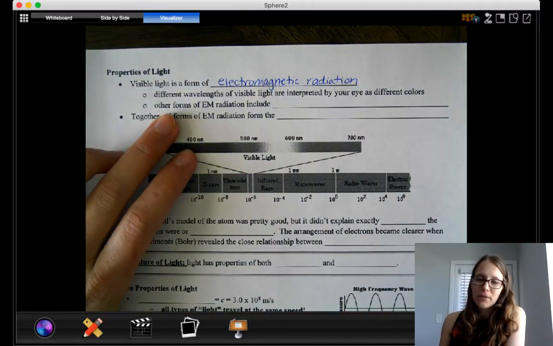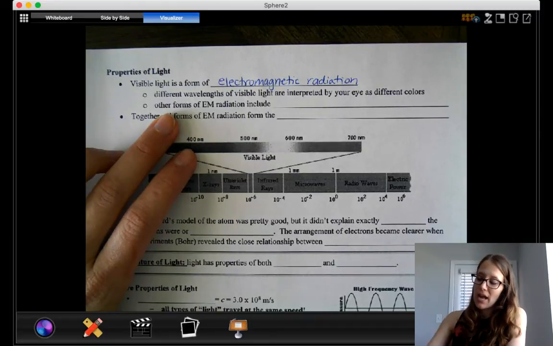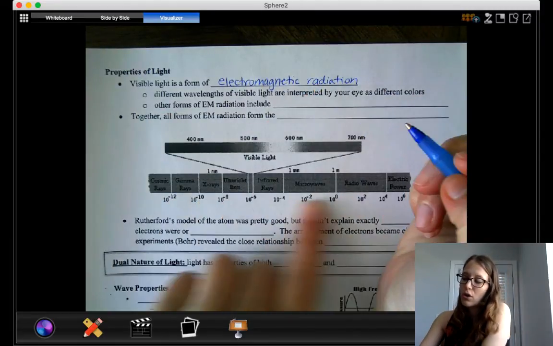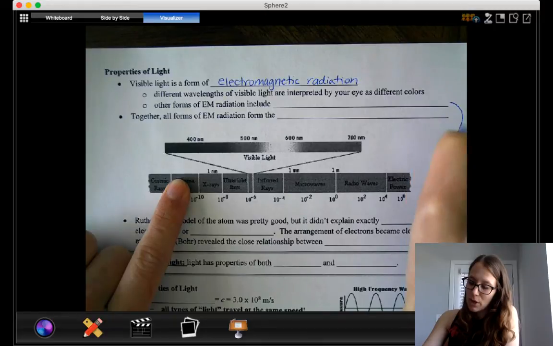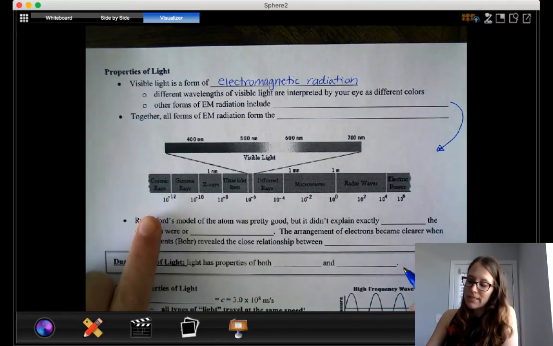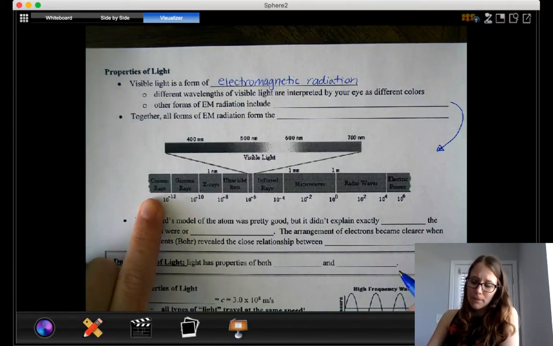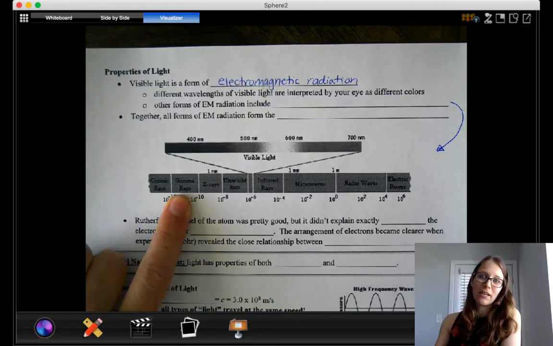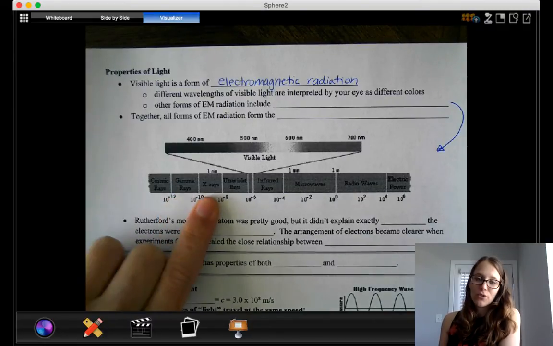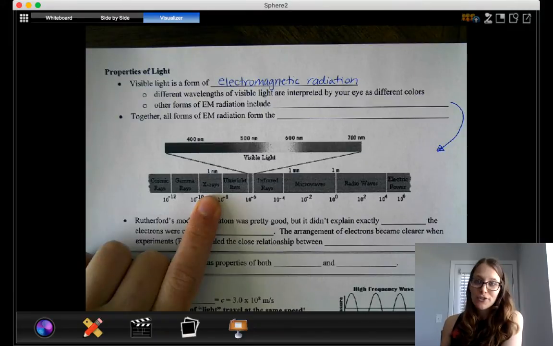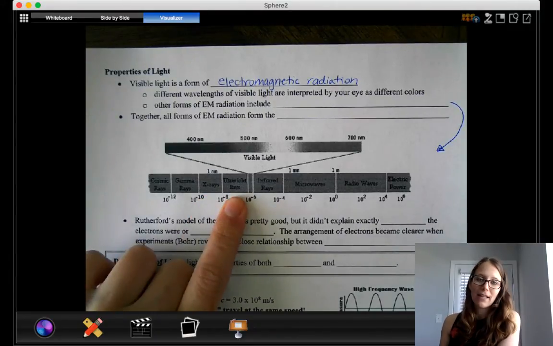There are other forms of electromagnetic radiation that are not visible to the human eye, and these include all of the different ones that we see down below. So just some examples on here. Gamma rays, we talked about in Unit 1. That's a type of radioactive decay that's just pure energy that's emitted. So high energy, pretty dangerous. X-rays, if you've ever had an X-ray at a doctor's office. Ultraviolet, that's the part of sunlight that causes cancer.